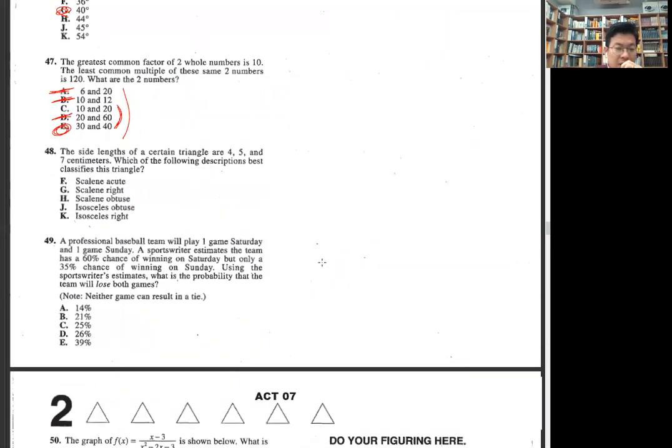And then the side lengths of a certain triangle are these. How is the triangle best classified? Okay, 4, 5, 7. Think about the Pythagorean theorem. The two lesser sides, let's say x and y, and then z. If it is 90 degrees, then x squared plus y squared equals z squared. This is 90 degrees.